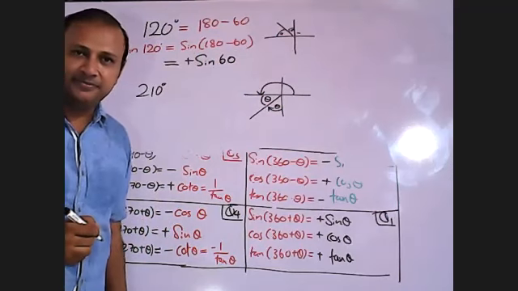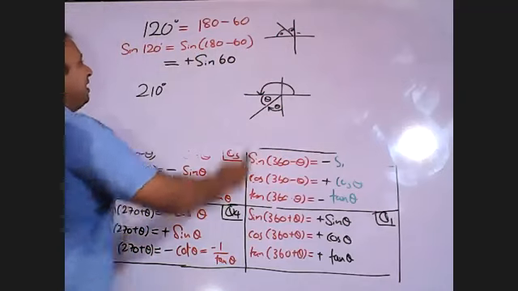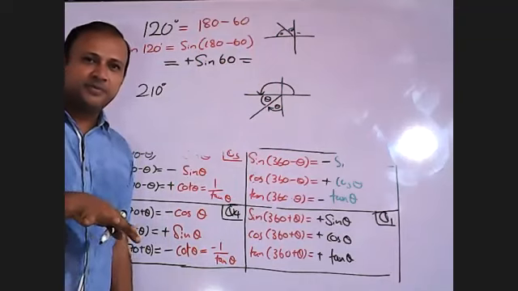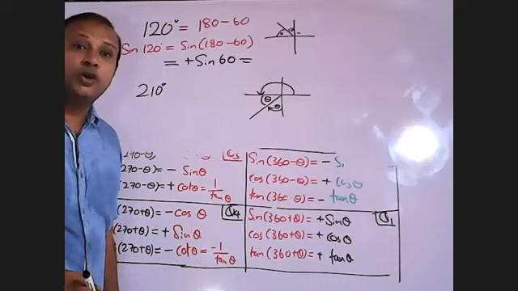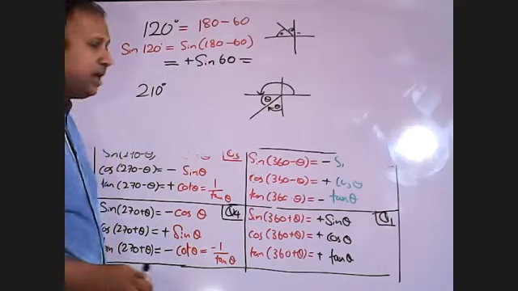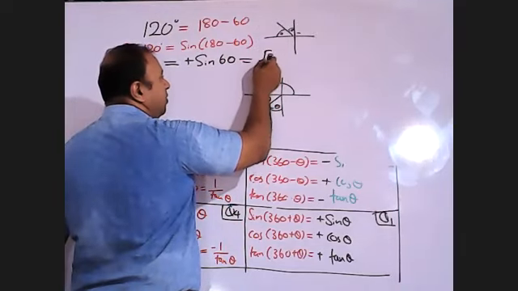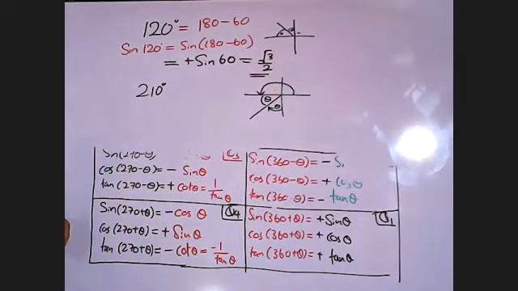Did you understand? Yes, sir. Then you know this one, sine 60. You have to remember this one: sine 60 is root 3 over 2. Therefore, this one is equal to root 3 over 2.